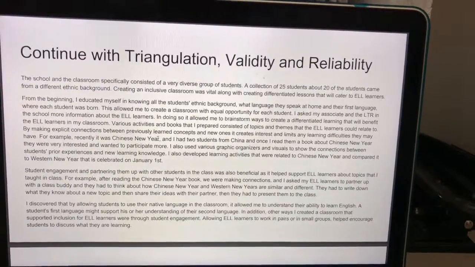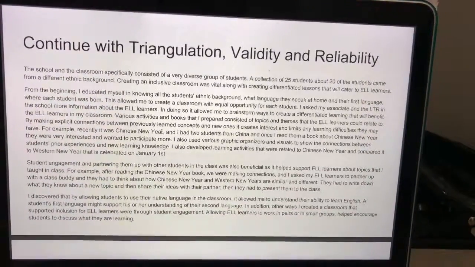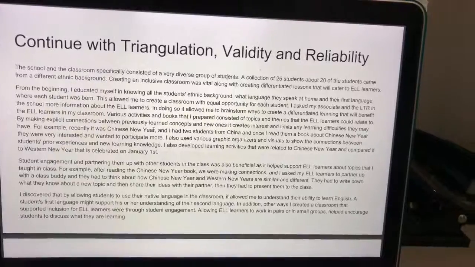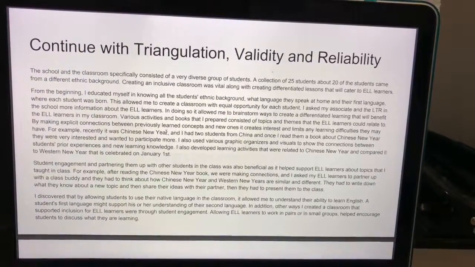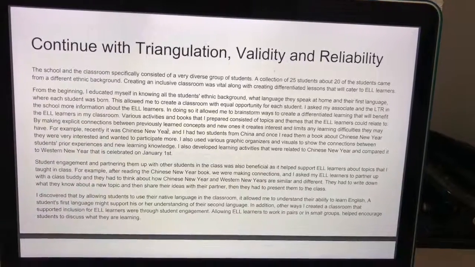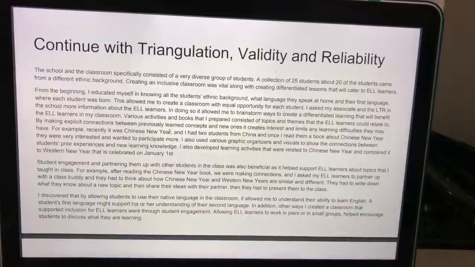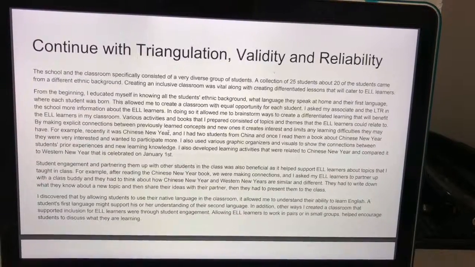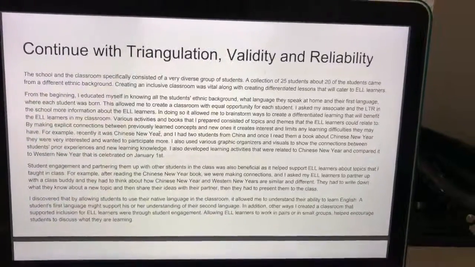For example, after reading the Chinese New Year book, we made connections and asked ELL learners to partner up with a class buddy, and they had to think about how Chinese New Year and Western New Year's are similar and different. They also, in connection with literacy and language, had to write down what they knew about the topic and then share their ideas with their partner, and then finally present them in the classroom.